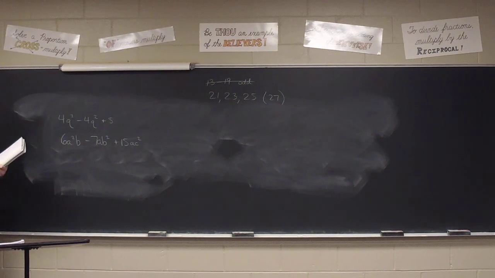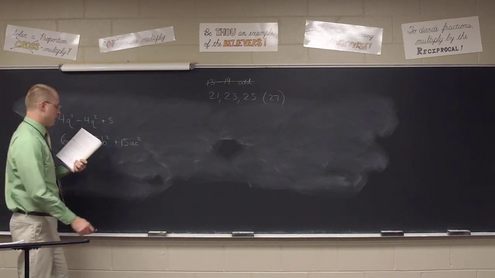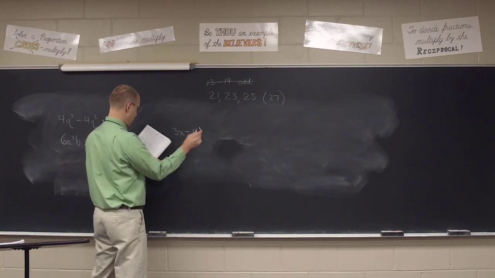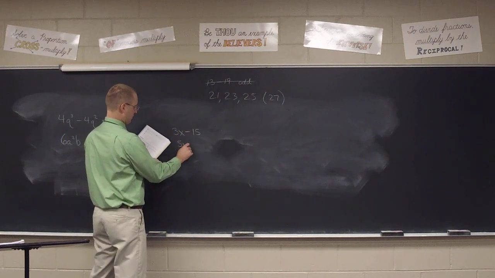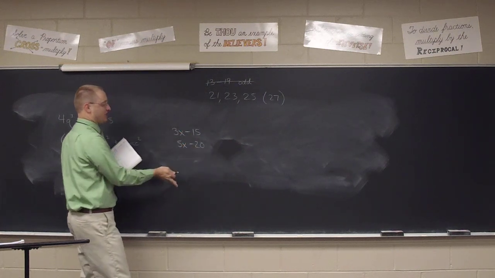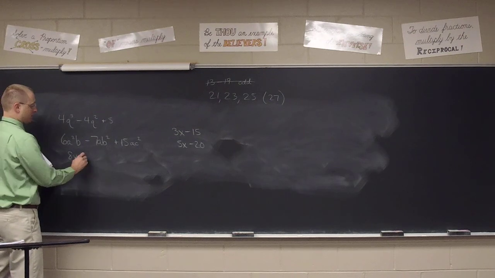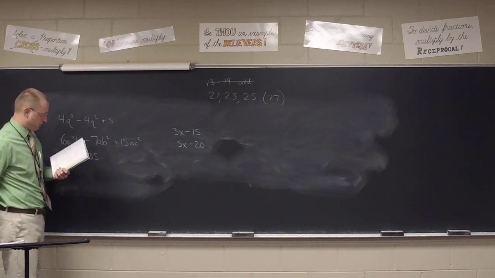Questions on that? Number 25, I distribute to initially get 3x negative 15 and I get positive 5x negative 20, and I'm just going to set it up like this. We add our x's, 8x, we add the constants, negative 35, and we're done. And here's the fun one.